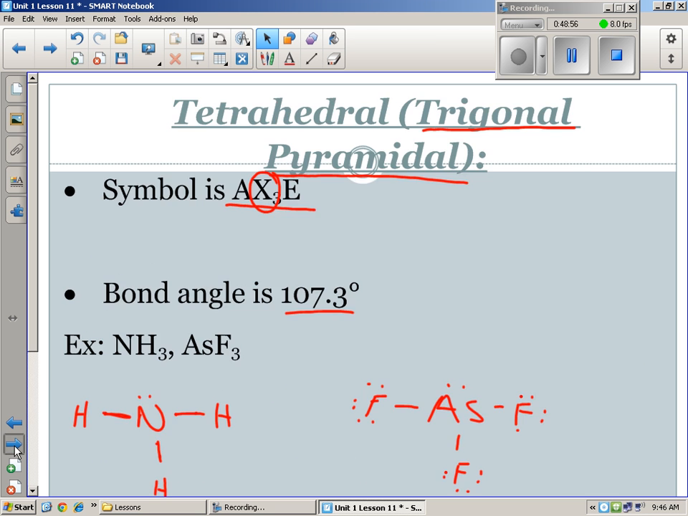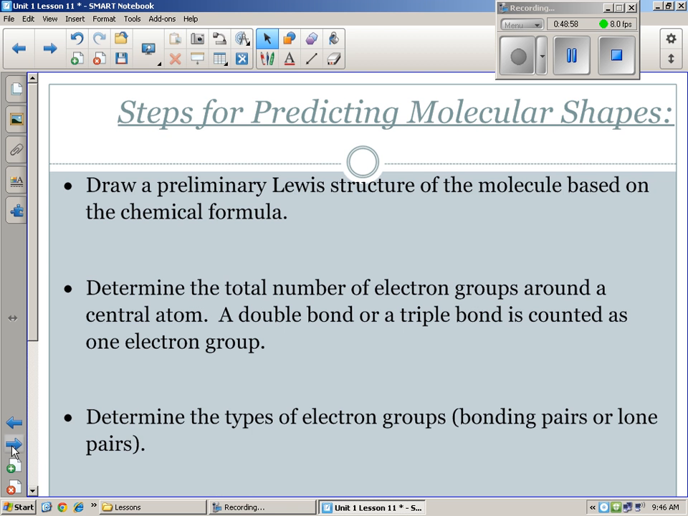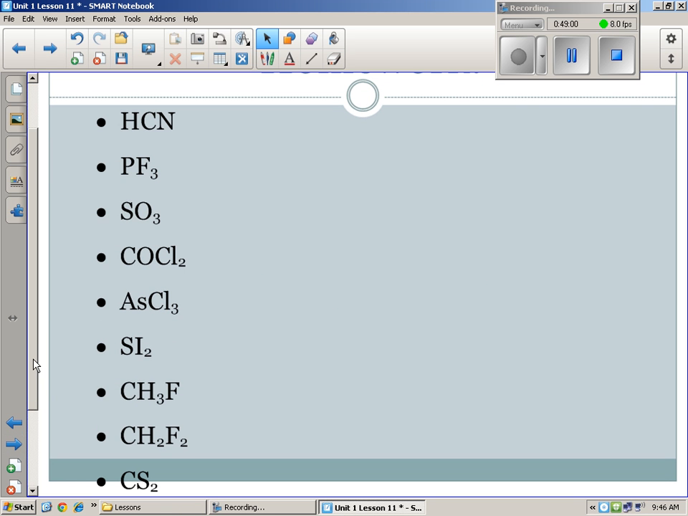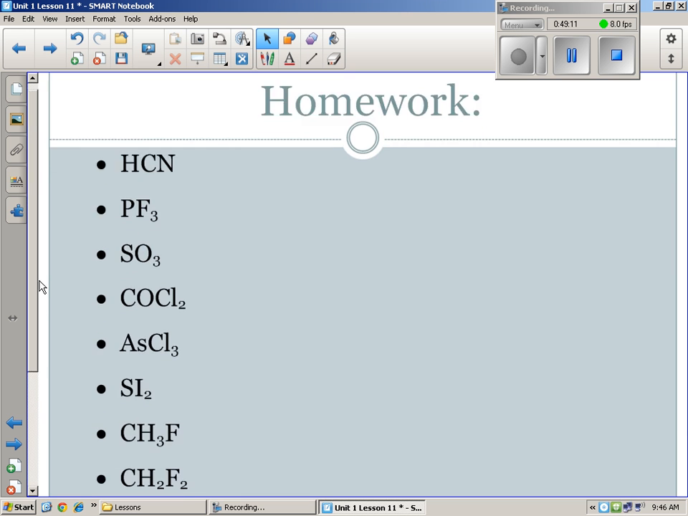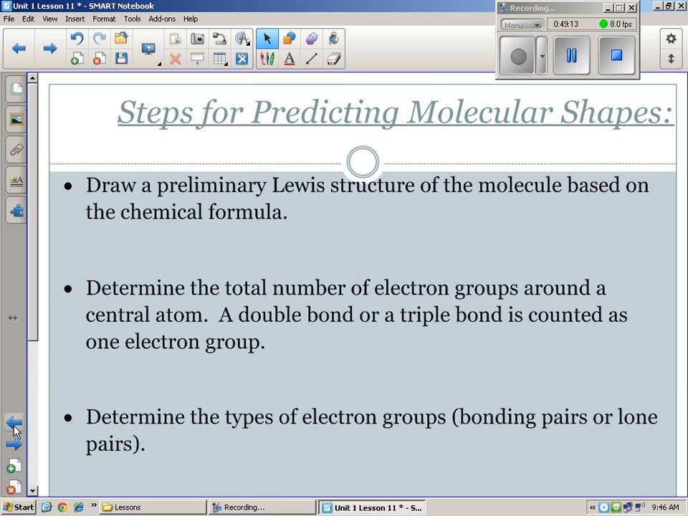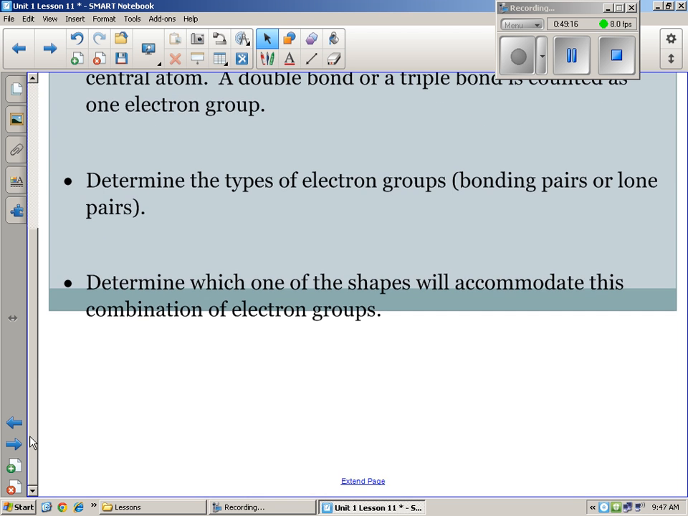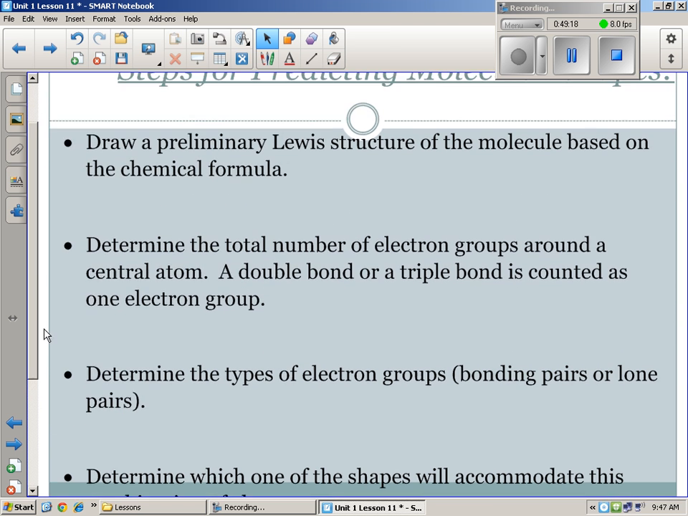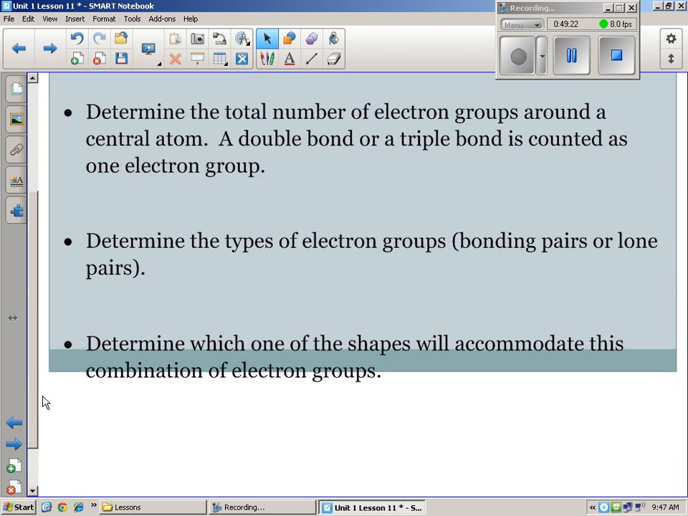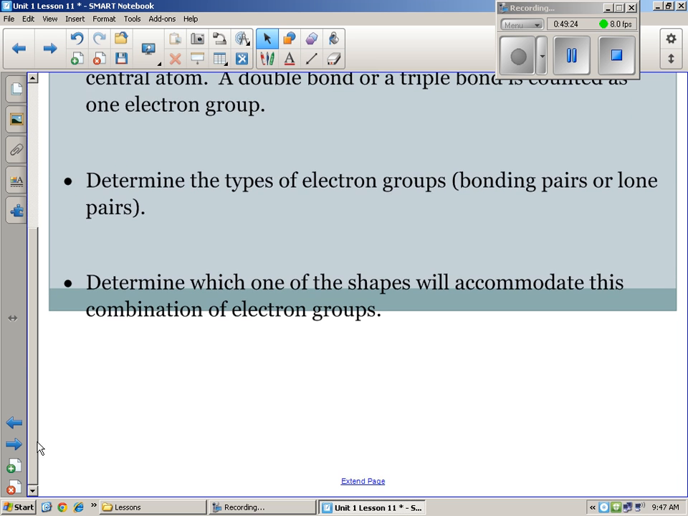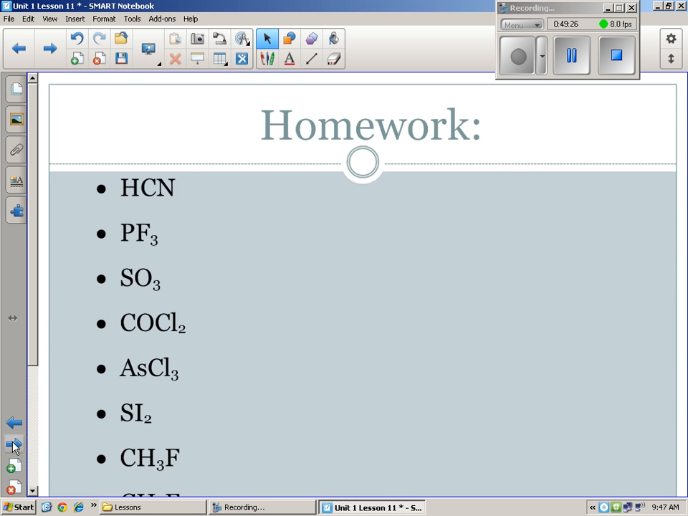So here's what you're going to do today. You guys have some other homework there too. You're going to draw these out. I think it tells you up here. Hopefully. Did I put it here? Okay, I guess not. So, I guess we have to write this down.